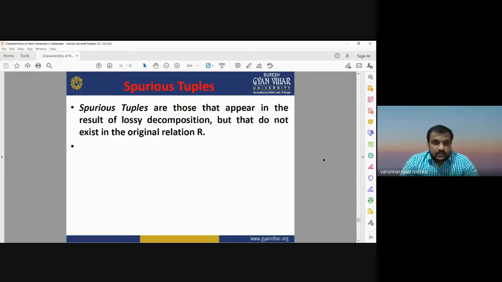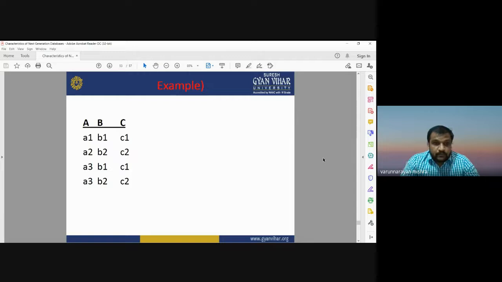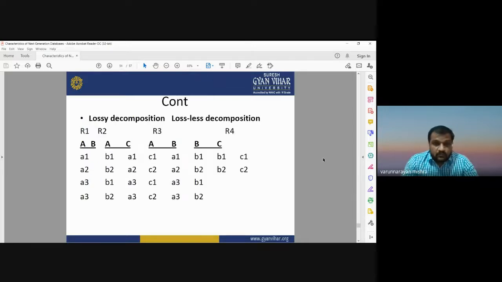Spurious tuples. Spurious tuples are those that appear in the result of a lossy decomposition but do not exist in the original relation R. This is an example: a relational table with columns A, B, C and values A1, A2, A3, B1, B2, B1, B2. When we work on the lossy decomposition, we have different tables R1, R2, R3, R4, and each table has some information. Such a process can produce spurious tuples.